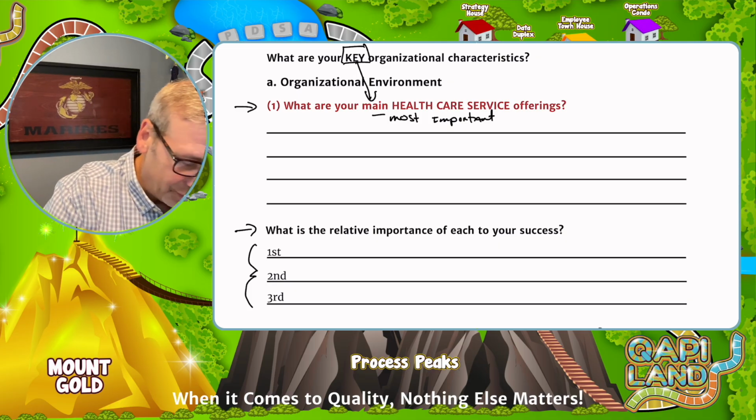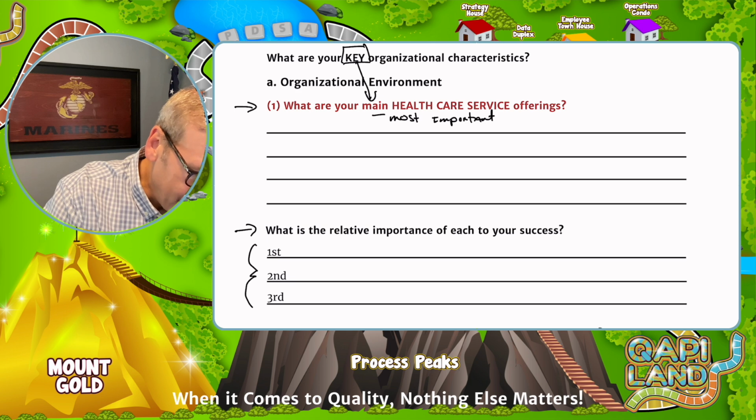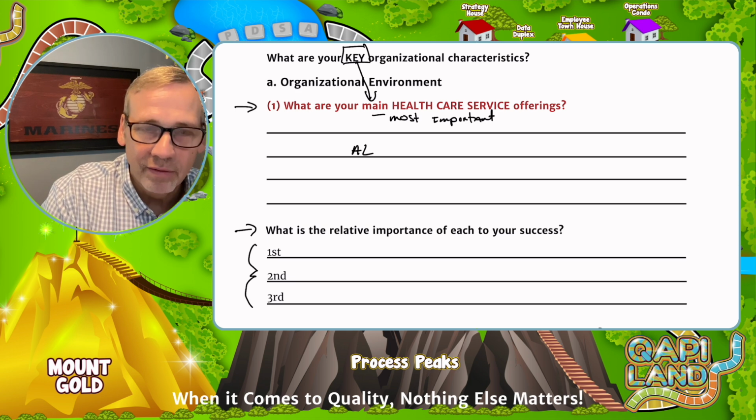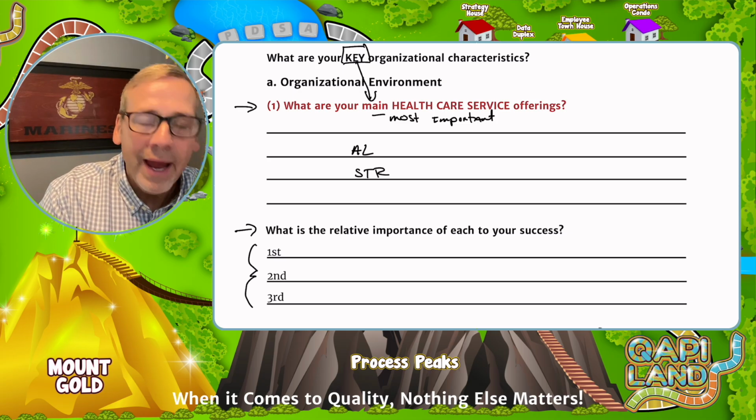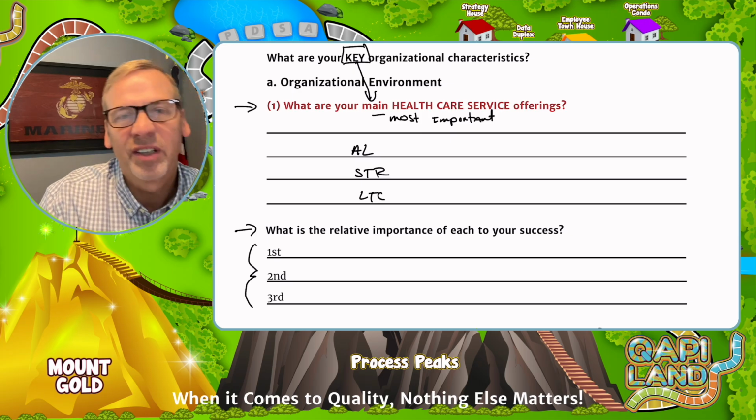So let's just say, for an example, that we have an AL, an assisted living section of our building, and then we also offer short-term rehab. And we offer long-term care, skilled nursing, right?